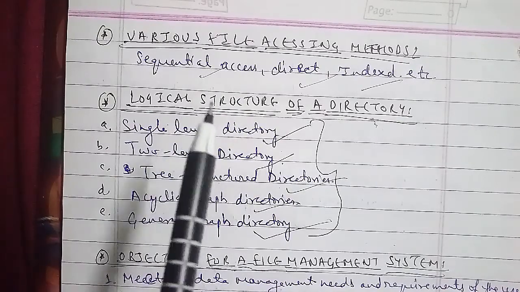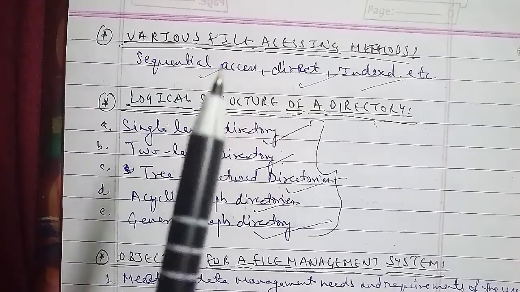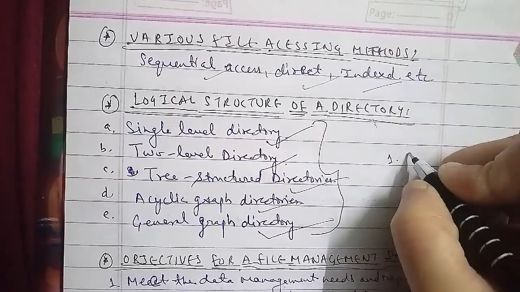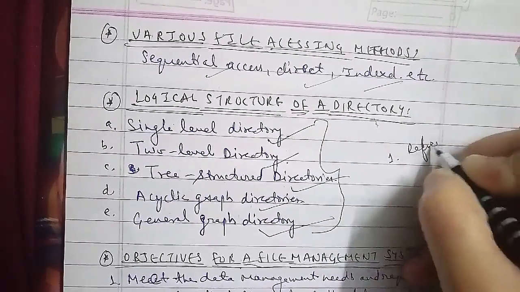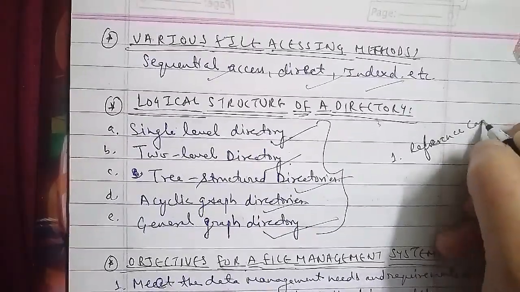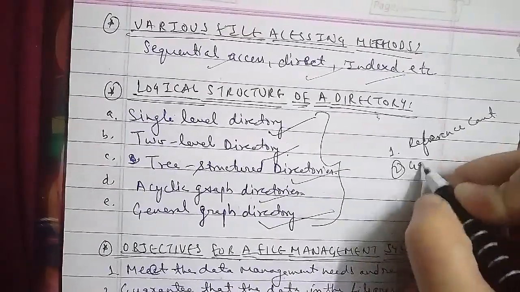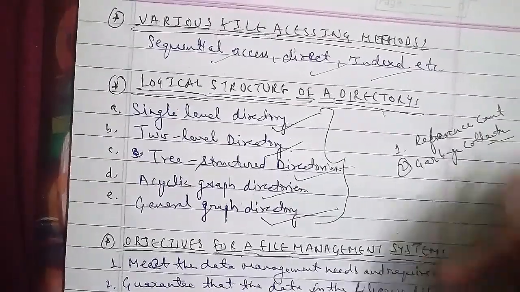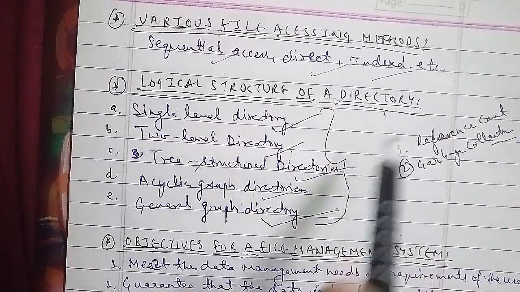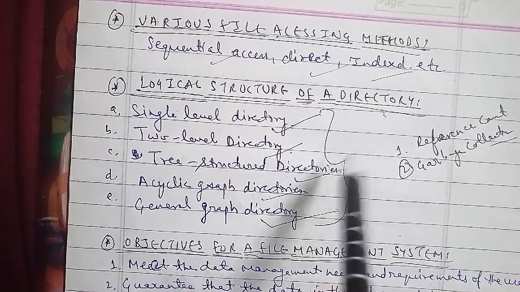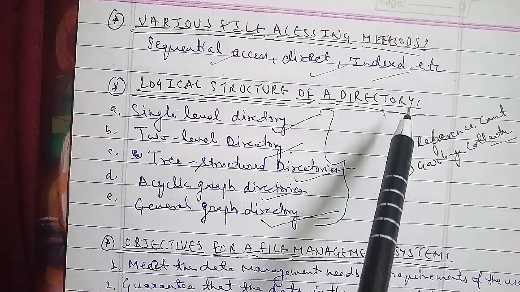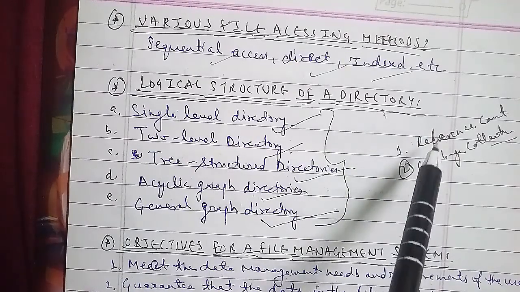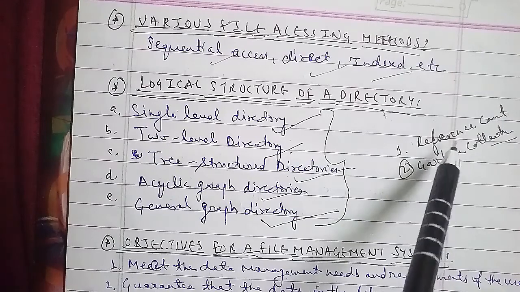Now we'll discuss another point, the objectives of a file management system. The objectives are as follows. The first is to meet the data management needs and requirements of the user. The second is to guarantee that the data in the file is valid. Third is to optimize performance. Fourth is to provide input output support for a variety of storage device types, and the fifth is to provide input output support for multiple users as well.